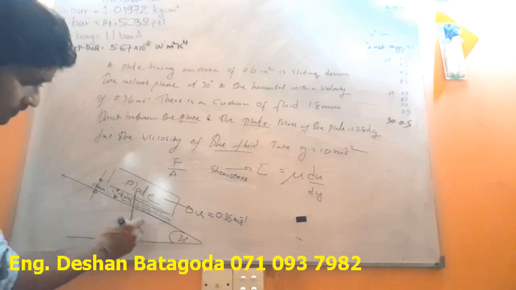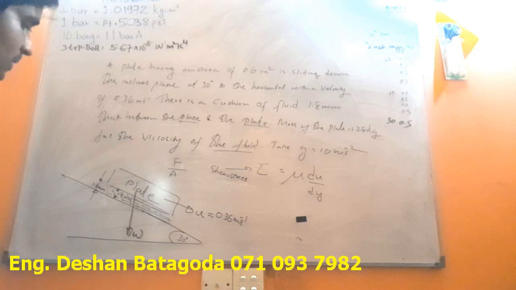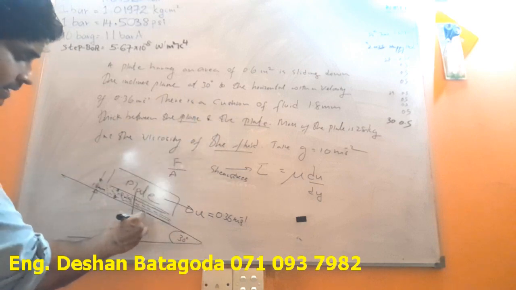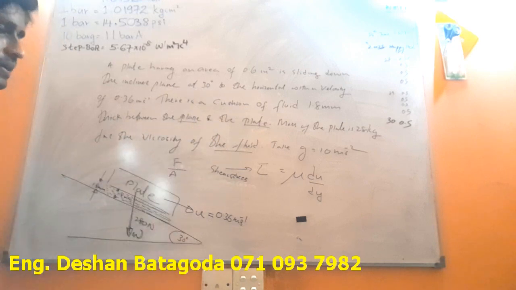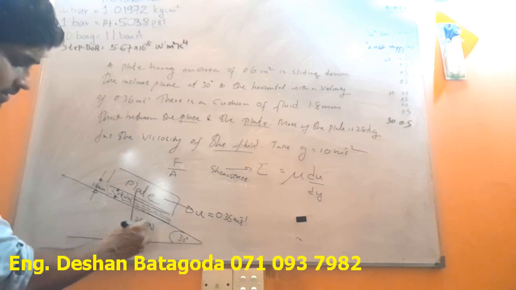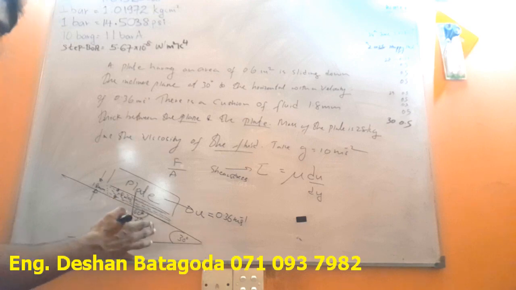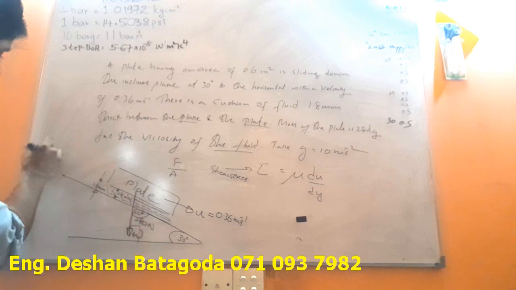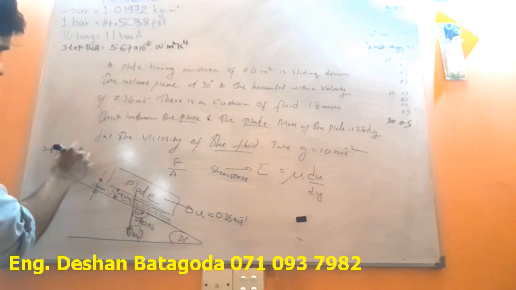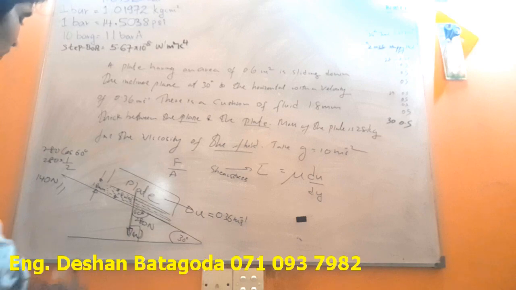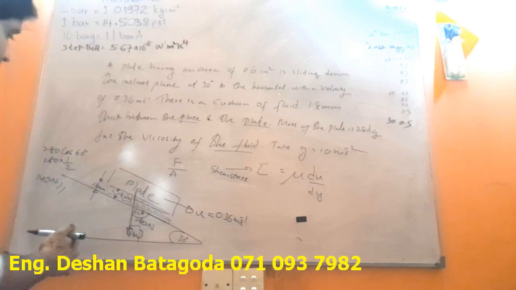Now here what is this W? This W is the weight of the plate. So what is the weight of the plate? 28 kilogram mass, so the weight of the plate is 280 newtons. Now this is 30 degrees, this is 90, this is 60. So what is the component along the direction of the plate? That will be 280 cos 60, which means half. 280 multiplied by half is 140 newtons. So we know the force.